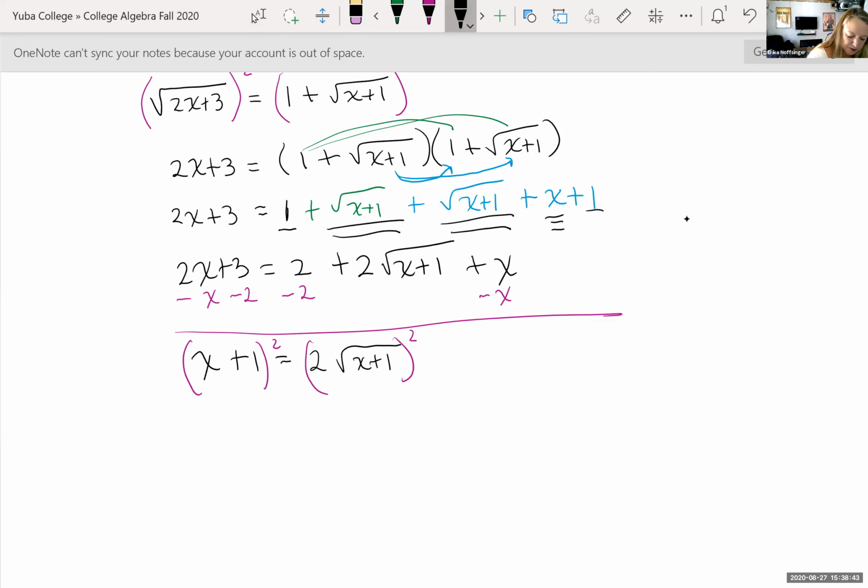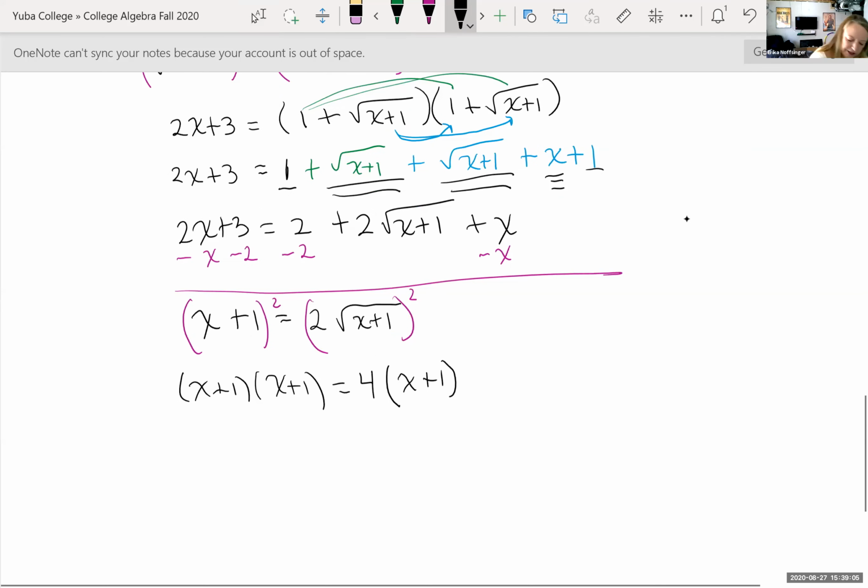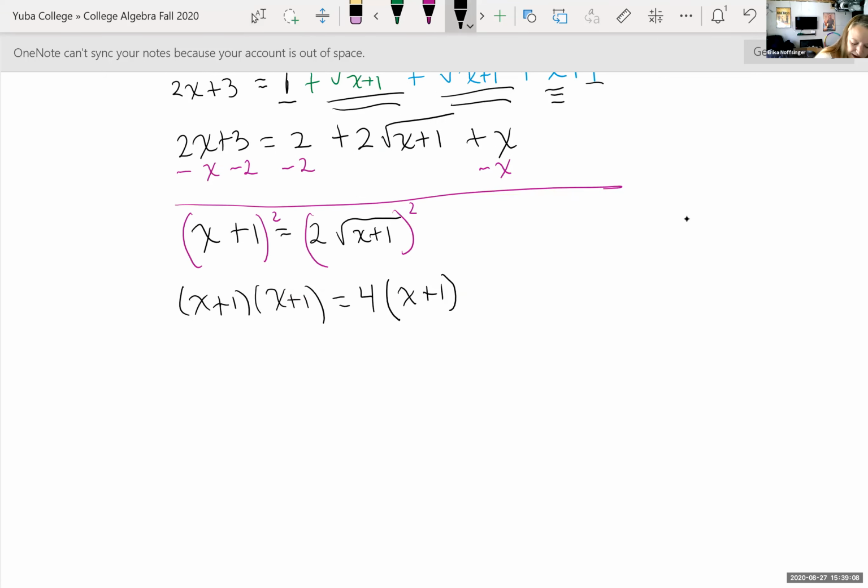So x plus 1 times x plus 1 is equal to, square this 2, I get 4. I need parentheses here. And if I square the square root, I'm left with a radicand, so I need parentheses around that whole radicand, x plus 1. So if we distribute x plus 1 times x plus 1 and combine like terms, I hope you're okay with me skipping the step, you get x squared plus 2x plus 1 equals, now let's distribute the 4, so 4x plus 4.